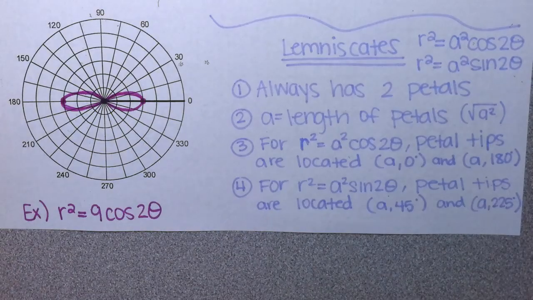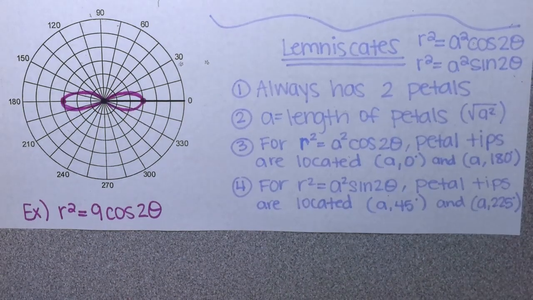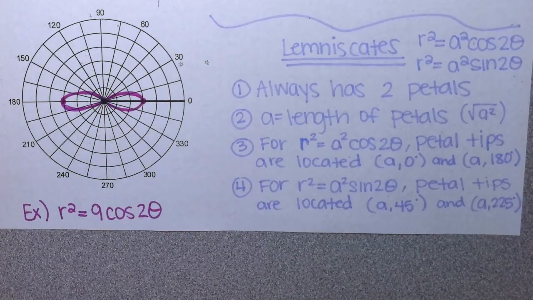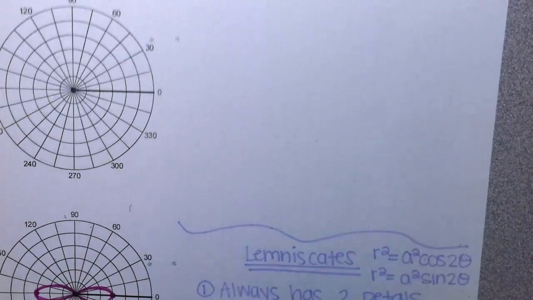Are we okay with lemniscates? We like them? Have I convinced you? They're going to be the friendliest of the group. Okay. All right, the last one we're doing today is rose curves. Can I move on? Is my pace okay now? Okay.